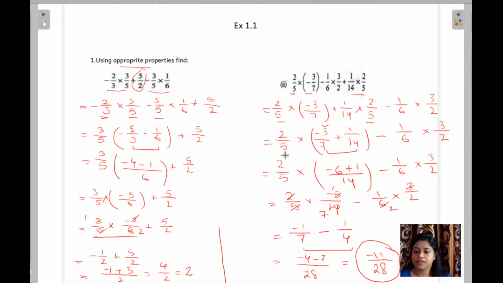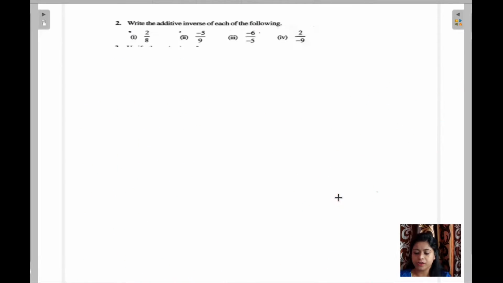But which property have we used here? Again we have used here distributive property under subtraction. Okay, so here also we have used distributive property under subtraction. Hope this is clear to you. Okay, now move to the next one.